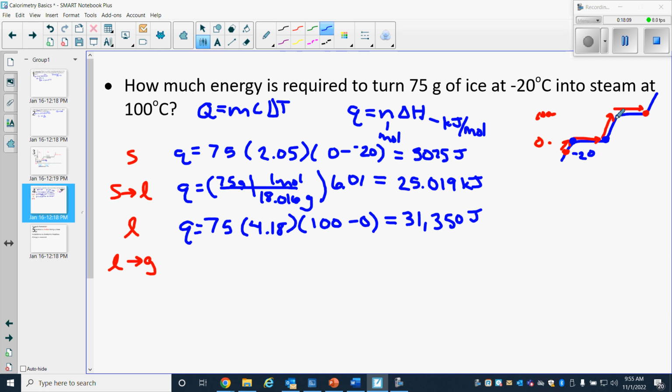So that got us to a liquid at 100, where it is going to start boiling and changing into a gas. So we have to change our liquid into a gas. So it's a flat line, the temperature is not changing, so we have to go back to Q equals N delta H. Our N moles, you can use the same conversion you had up in the solid to liquid stage, so you can either calculate it or just copy that conversion back over. So it's going to be the 75 divided by 18.016.